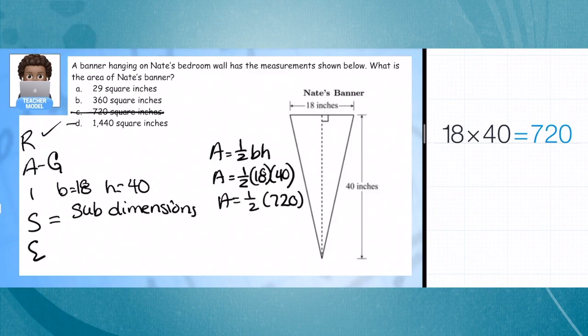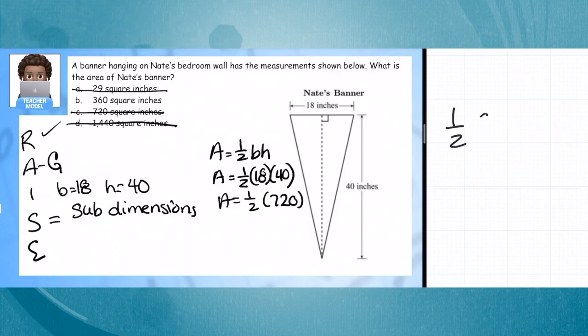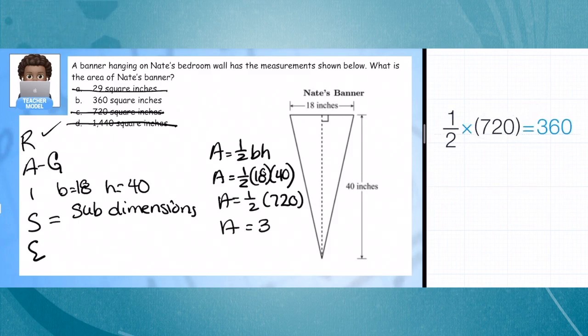So these two I'm eliminating, because I know my answer should be smaller than that. 29 is also being eliminated, because there's no way 18 times 40 was going to be 29. It was way too big a number. So let's figure out what is 1/2 of 720, and it is absolutely 360. Hit pause and jot this down in your notes.